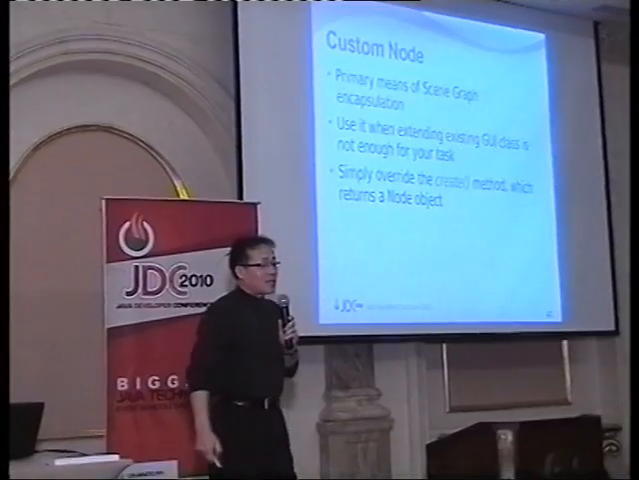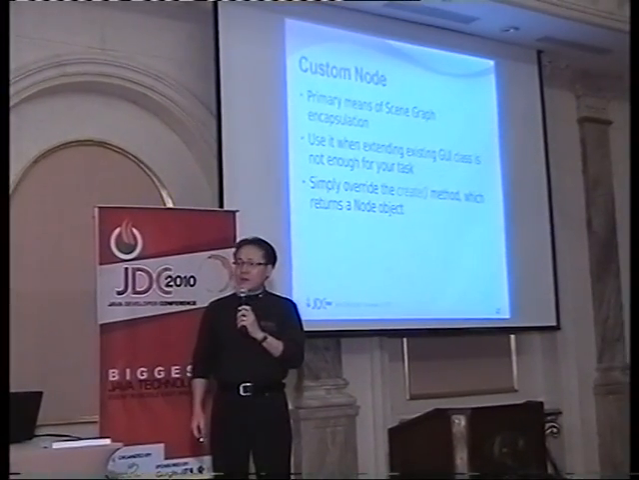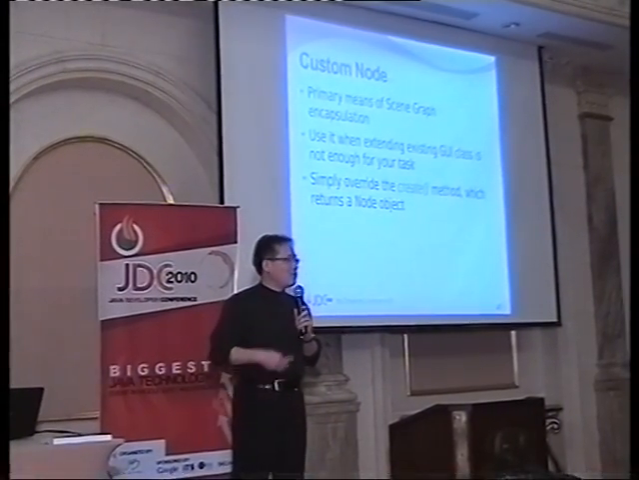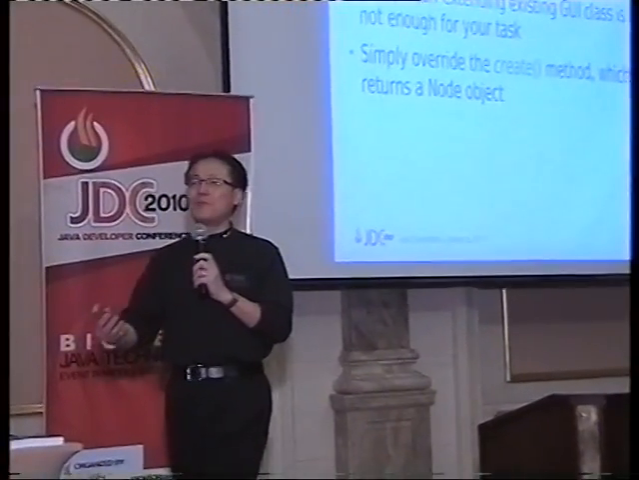Let's move on to custom code. The custom code is basically encapsulation of graphical properties. Now, we have seen a circle, we have seen a rectangle. Those are basic graphical objects that come with JavaFX. Then you can also build your own custom graphical object by using a custom node.